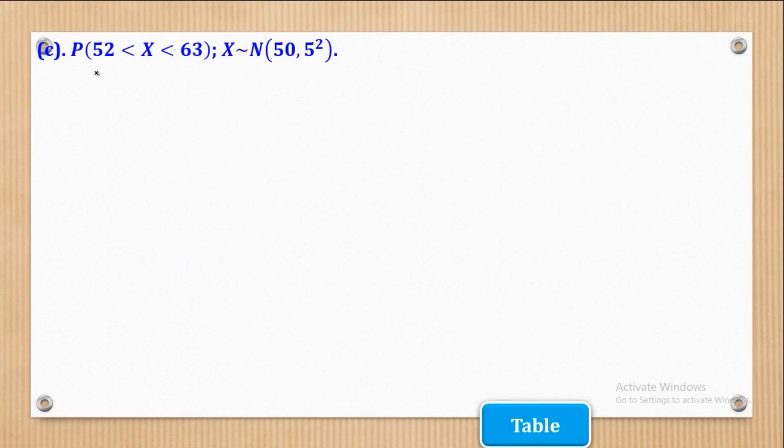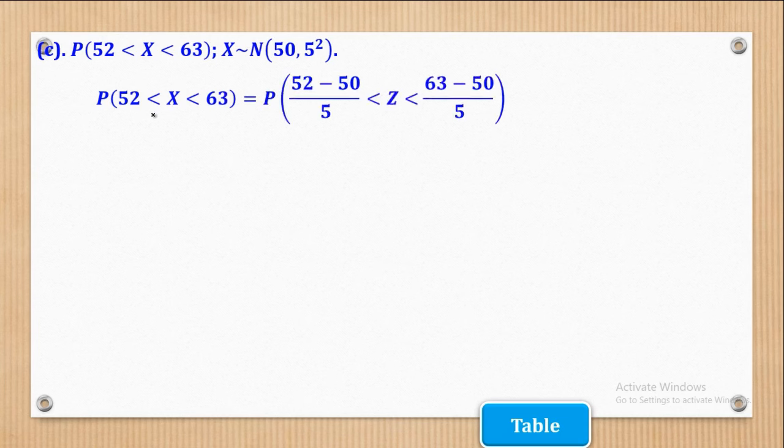Now we shall go to part C, which says: find the probability of x greater than 52 but less than 63, if x follows a normal distribution with mean 50 and variance 5 squared. The first step is to standardize. Like I said, you maintain the inequalities, but you keep on changing this. So this was capital X, it becomes capital Z. This value has to be standardized using the formula x minus mean over standard deviation. This is our value of x, the mean is here, and standard deviation is the square root of variance. The square root of this gives you 5, which is there.